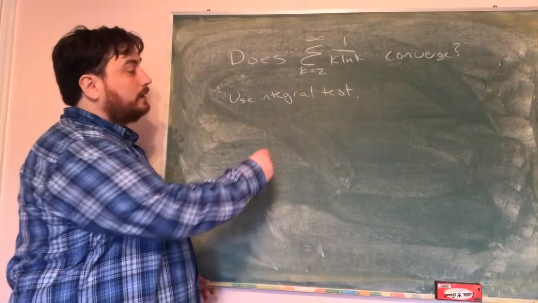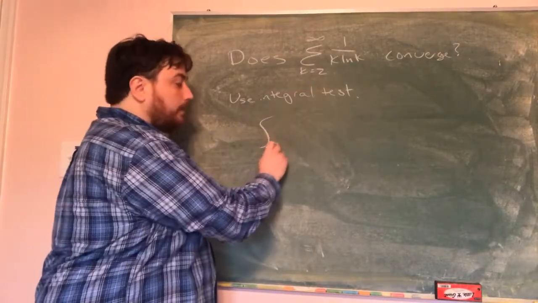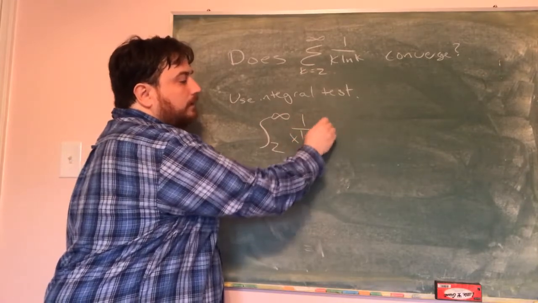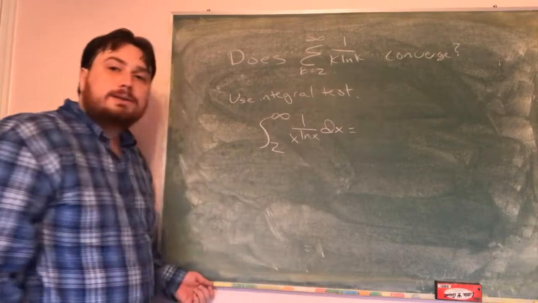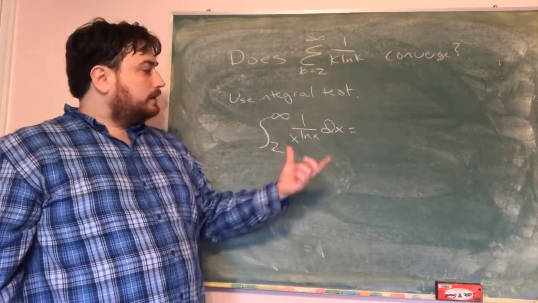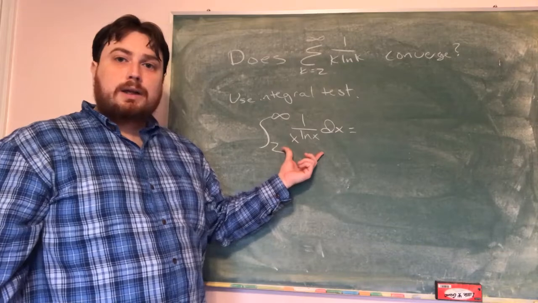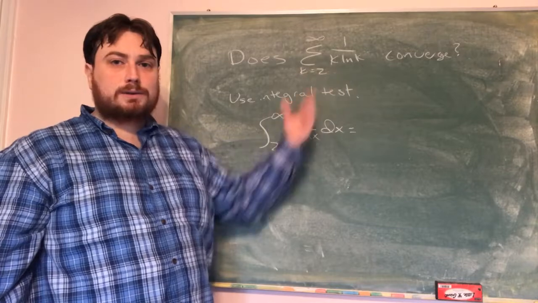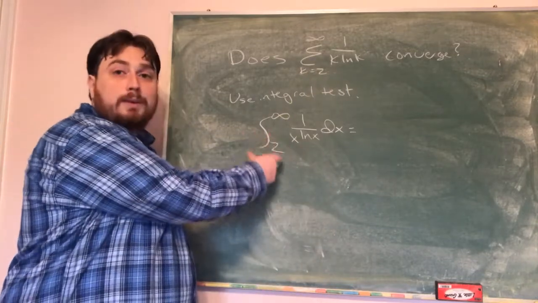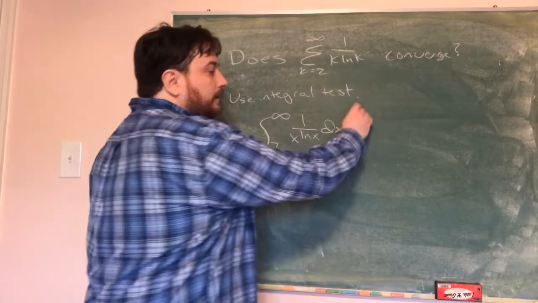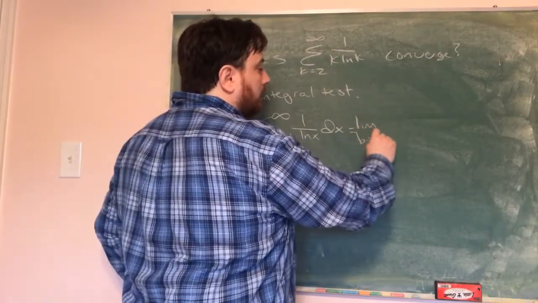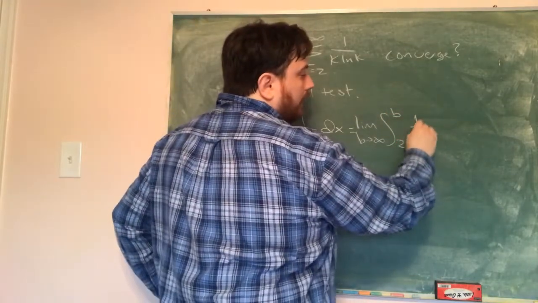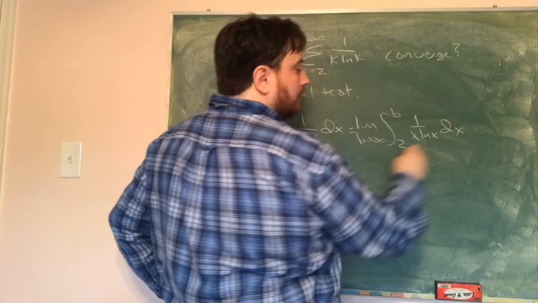Well, it means precisely that I'm going to integrate from 2, because I'm starting at 2 here, to infinity of 1 over x natural log of x dx. And what the integral test says is that this series will converge if and only if this integral converges. And so if I can determine if this converges or diverges, that'll give me whether the series converges or diverges. So now to find this, remember this is an improper integral. So I'm going to find the limit as b goes towards infinity of the integral from 2 to b of 1 over x natural log of x dx.